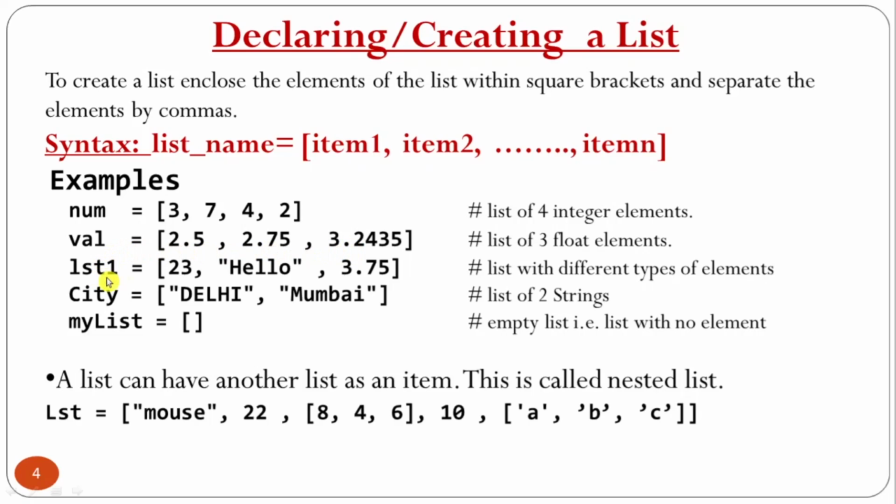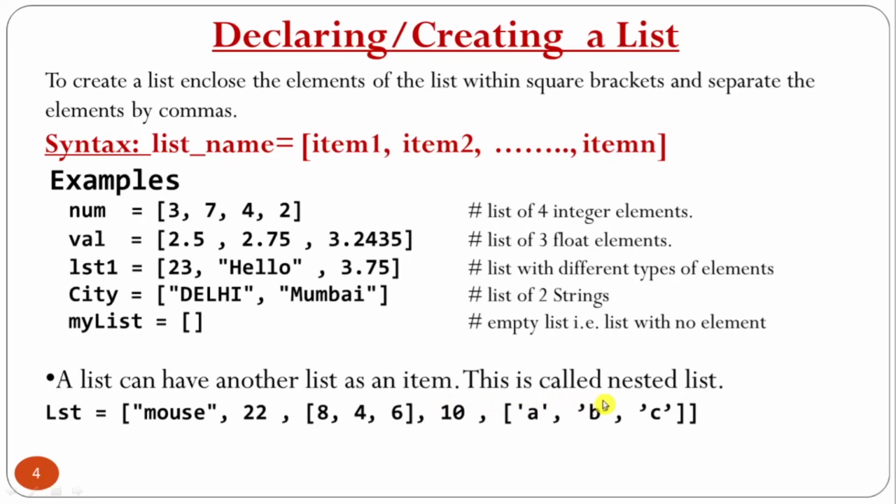Then the third list LST1, the elements are 23, hello and 3.75. This list contains elements with different data types. And the fourth list city contains 2 string items, and this list mylist is an empty list with no elements. A list can have another list as an item.